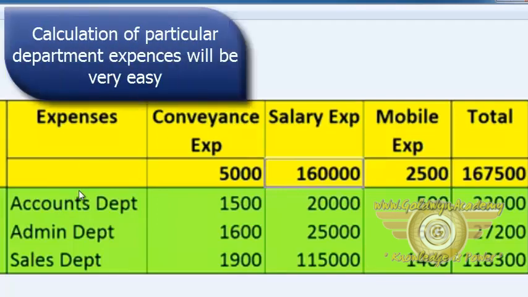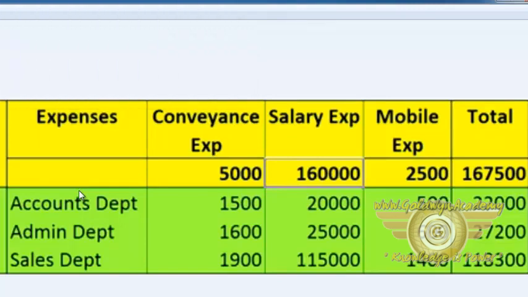If you want to track what is the conveyance expenses of a particular month for account department, then you can directly see that 1500 is the expenses of conveyance, and you can also see the total expenses of the month or any year. So this is the cost center concept in Tally.